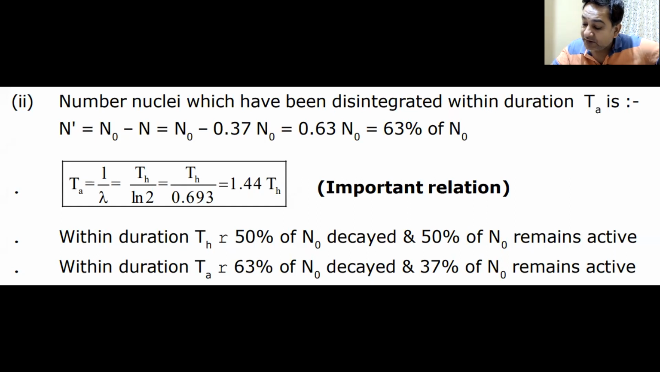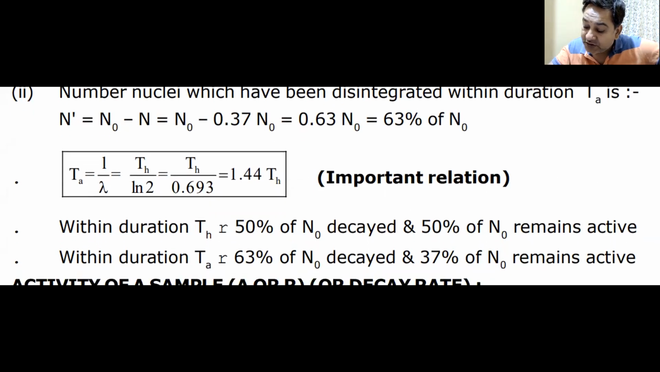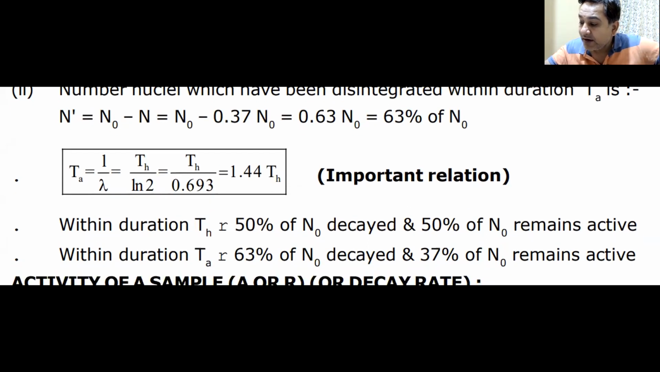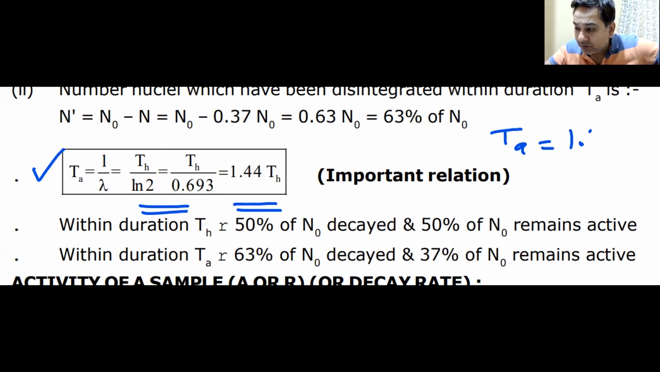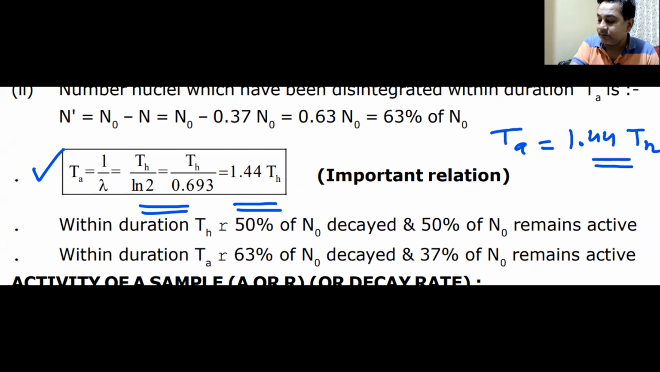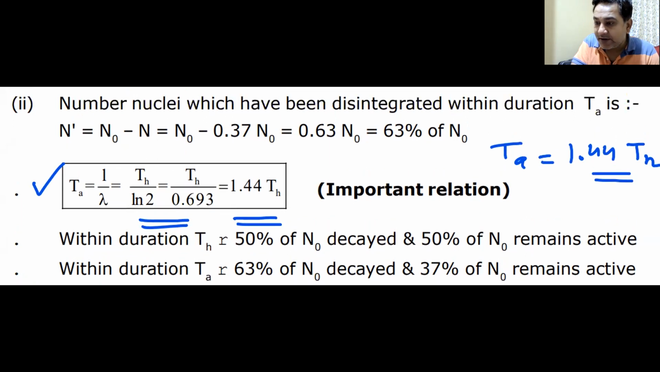This was the formula that I was talking about, and that was the last thing that we did in the class. This is the relation between T average and T half. Do we remember this? Do not forget this. T average is 1.44 times of T half. Will you remember this now? Okay, sir. So I have faith on what you are saying.